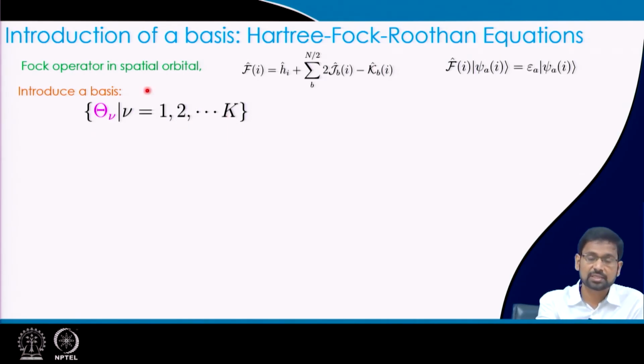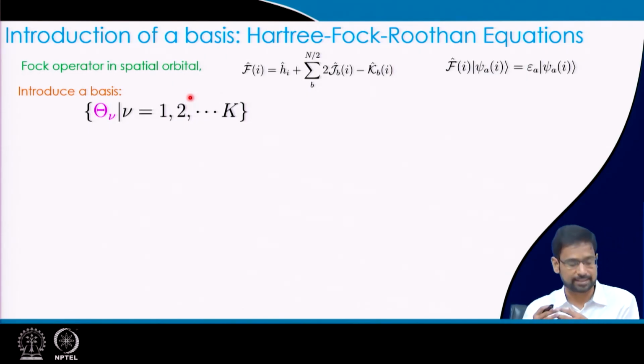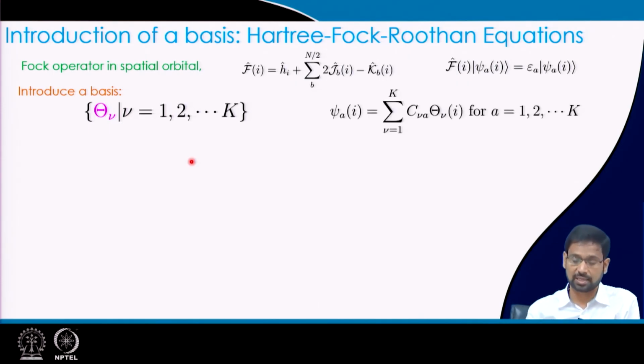Ideally, for this basis to be called a complete set, we should have an infinite number of such functions. But practically speaking, we can never find an infinite number of functions. What we will do is find a large set of functions which will span a space, and within that space this basis will work as a complete set. Since it works as a complete set within the space that it spans, we can express an arbitrary function, in this case the spatial orbital or molecular orbital.